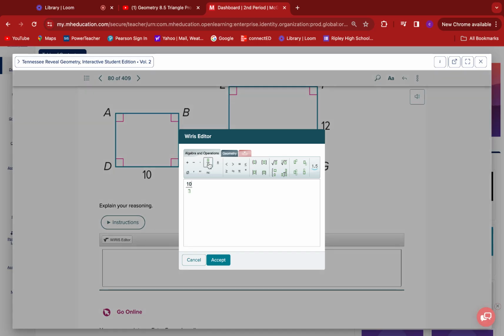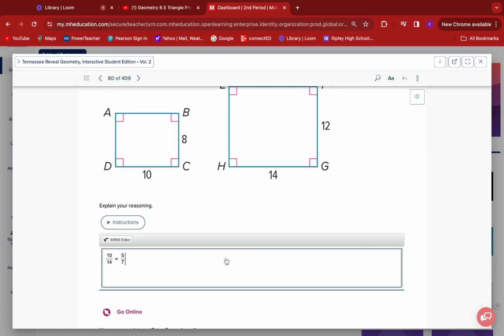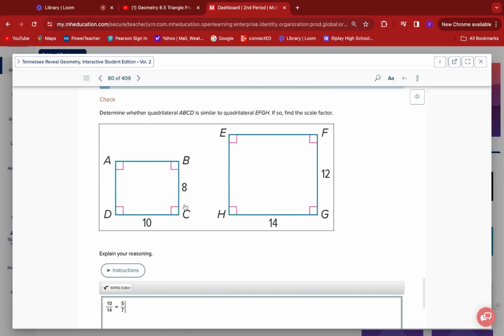10 divided by 14. All right, y'all, they both divide by 2 because they're even. 10 divided by 2 is 5. 14 divided by 2 is 7. So it appears the scale factor is 5/7. All right, let's keep going. BC, that is your second and third letter. It has to match up to FG because F and G are your second and third letter. So I'm going to put 8 over 12.